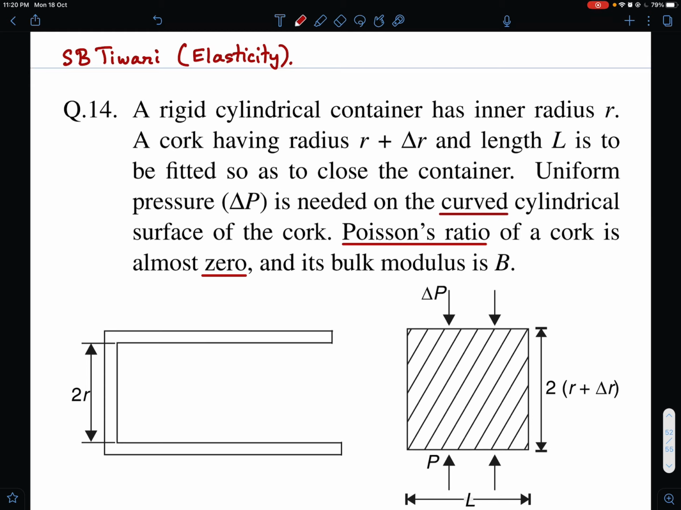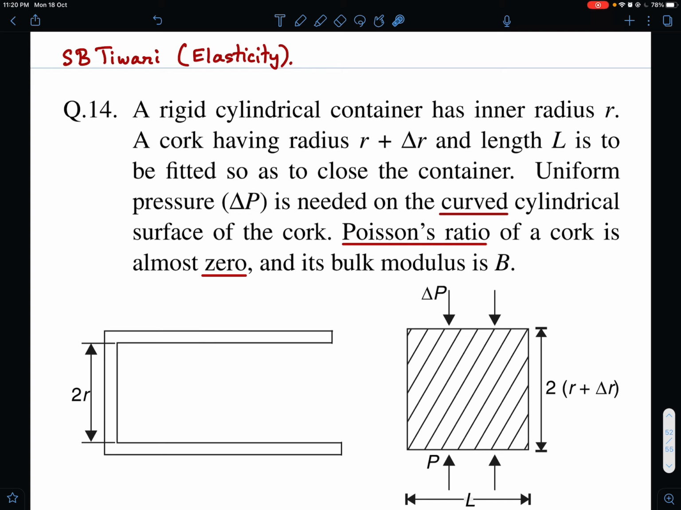So today I have brought a problem from the elasticity chapter of Shashi Bhushan Tiwari. Now this is a very nice question, however there's a problem in the solution presented in the book and the given answer key is not correct. So I'll read out the question and then I'll also present the solution that's given in the book, and I'll leave it to you to figure out what's wrong with the solution.